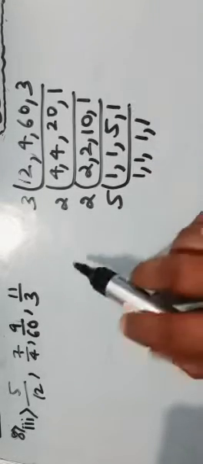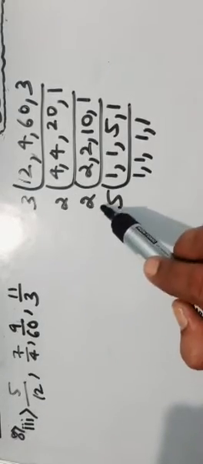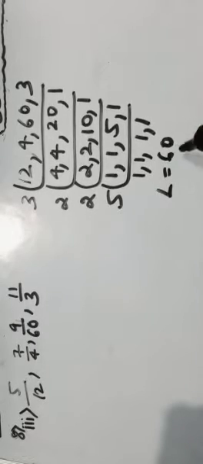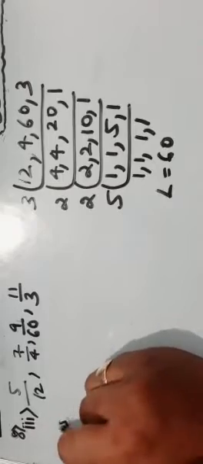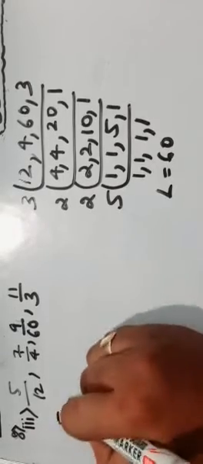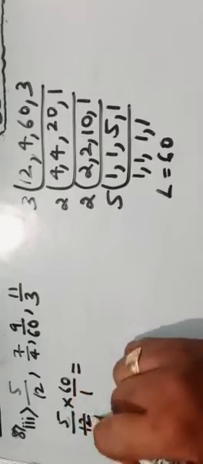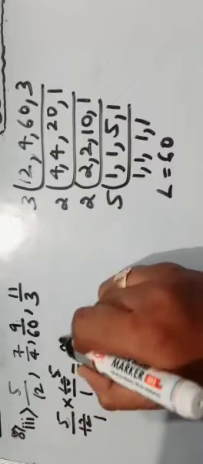Then we have the LCM is equal to 3 twos are 6, 6 twos are 12, 12 fives are 60. LCM is 60. Now let us take the first rational number, that is 5 by 12 into the LCM, which is 60. 12 ones are 12, 5s are 60, 5 5s are 25.